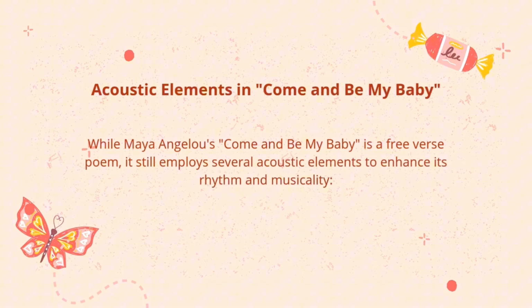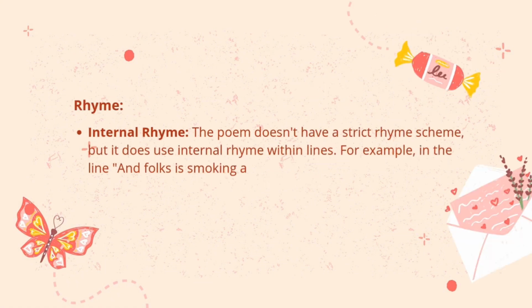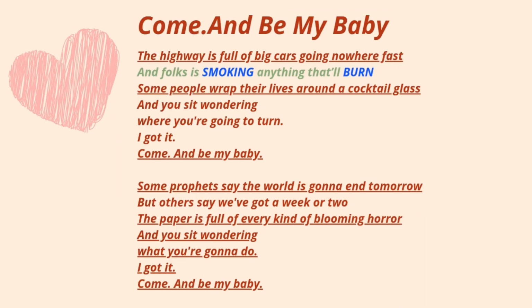Now, onto the acoustic elements, basically how it sounds. Even though the poem doesn't rhyme in the traditional sense, Angelou sneaks in internal rhymes and alliteration that give it a kind of flow. For instance, in the line, "And folks is smoking anything that'll burn," the words "smoking" and "burn" have a subtle rhyme that adds to the rhythm. Plus, phrases like hustle and bustle use repeated sounds to emphasize the chaos she's talking about. So even without any rhymes, the poem still has a musical vibe.